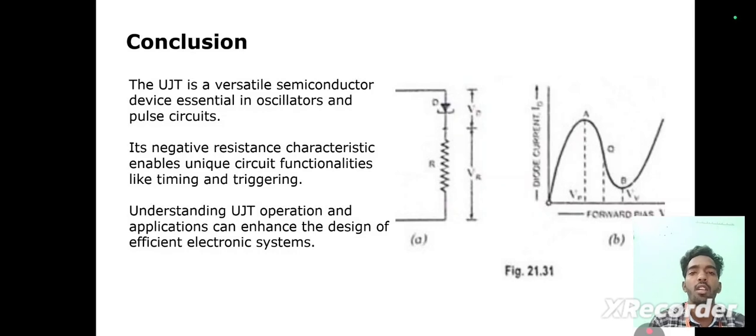Finally, conclusion: UJT is a versatile semiconductor device essential in oscillators and pulse circuits. Its negative resistance characteristic enables unique circuit functionalities like timing and triggering. Understanding UJT operation and applications can enhance the design of efficient electronic systems.